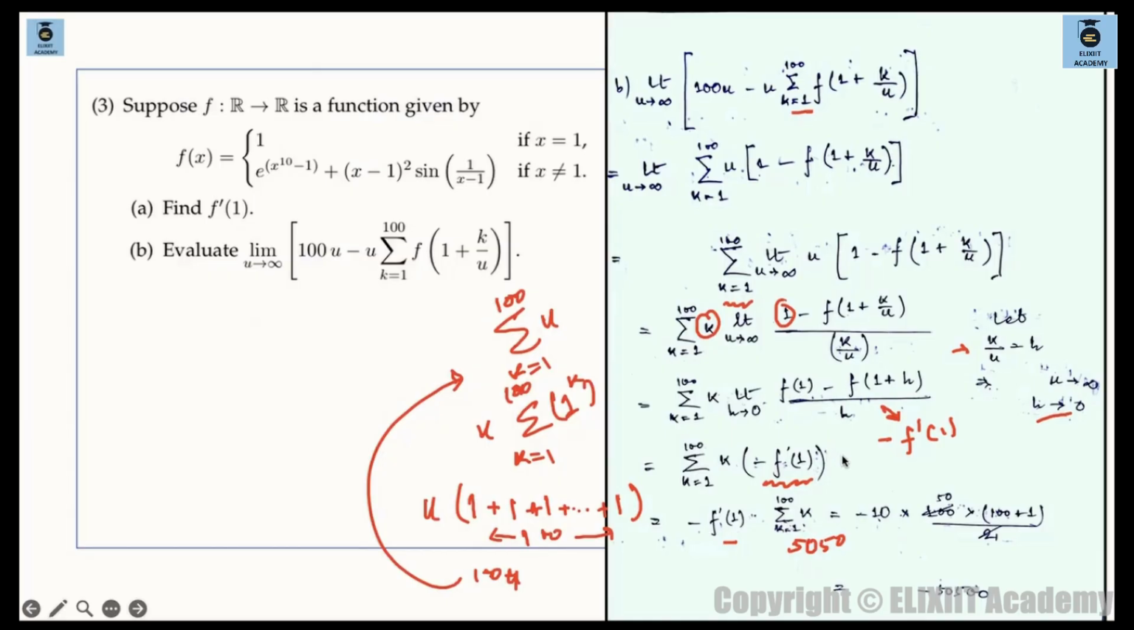f डैश ऑफ 1 याद है प्रीवियस क्वेश्चन से, f आई मीन प्रीवियस पार्ट से, व्हाट इज f डैश 1? 10, तो इंटू 10. ठीक है, सामने माइनस भी है, तो क्या हो जाएगा? दिस विल बिकम माइनस ऑफ 50500. सो दिस इज योर आंसर.